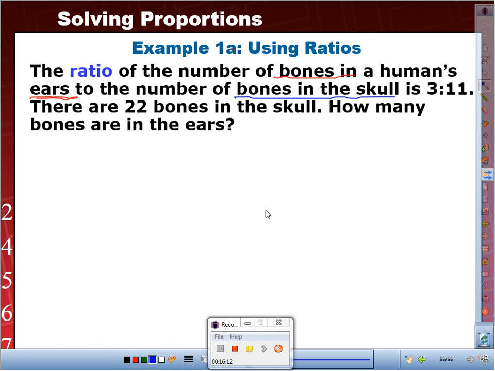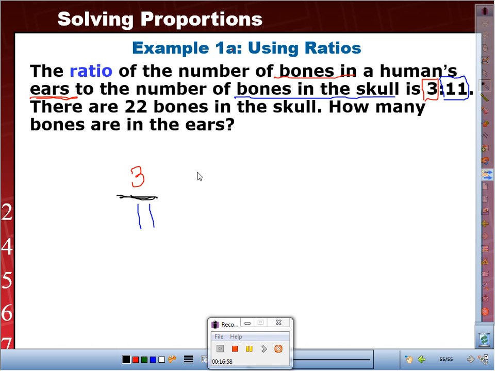So now I know that they're talking about two different parts. But they give us a ratio. Look at the ratio, 3 to 11. Which was the first set of bones that they mentioned? Ears. Which is the first number that you see from left to right? Therefore, that one corresponds to the ears. Which is the second number? 11, and that corresponds to what? Bones in the skull. That's how you can recognize which one belongs to which. Now, let's set that up as a fraction. So that becomes 3 over 11. Are we there so far?